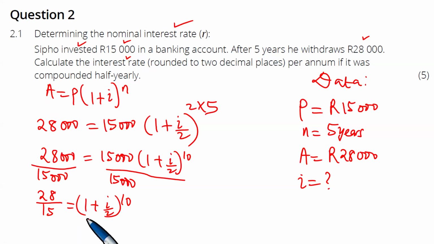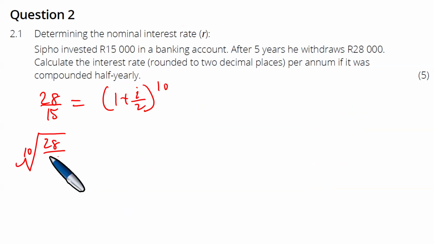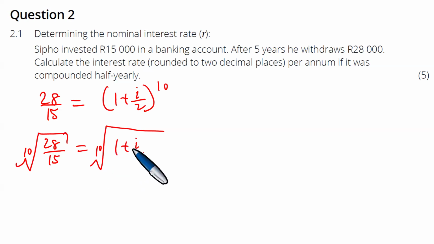Right, 28 out of 15 is equal to (1 plus i over 2) to the 10th power. And we want to get the answer to this. So what we then do is we take the 10th root. We're going to take the 10th root of 28 out of 15, and it is equal to the 10th root of (1 plus i over 2) to the 10th power. This becomes exactly the 10th root.